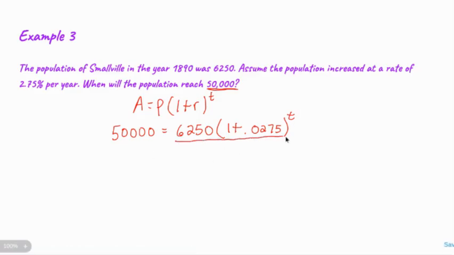Now, there's some algebra to do here because we're solving for an exponent. So the first thing we're going to do is take care of that 6,250. We're going to divide both sides by 6,250. So 50,000, 4 zeros, divided by 6,250 is 8, equals, and then I'll simplify what's in here, just make it 1.0275 to the power of t.